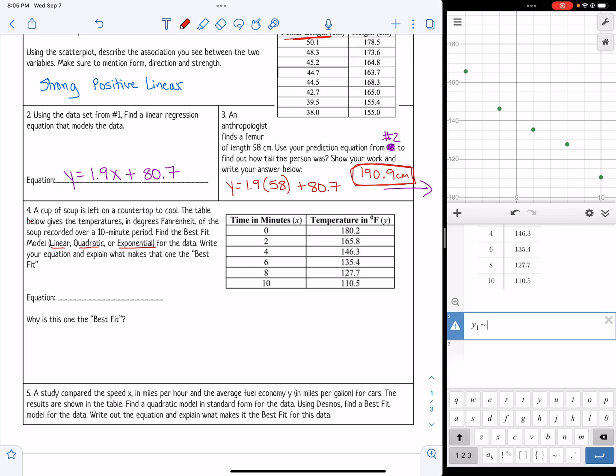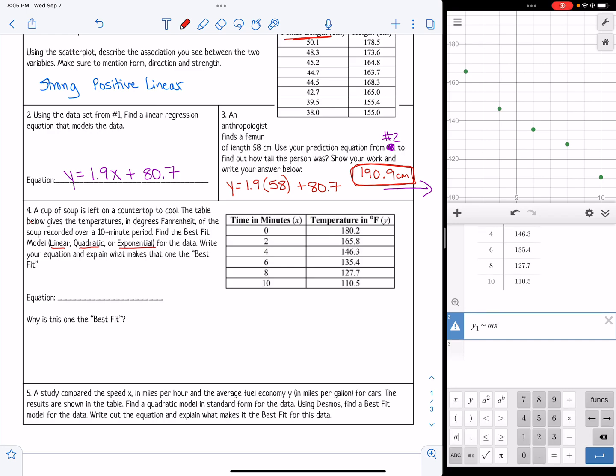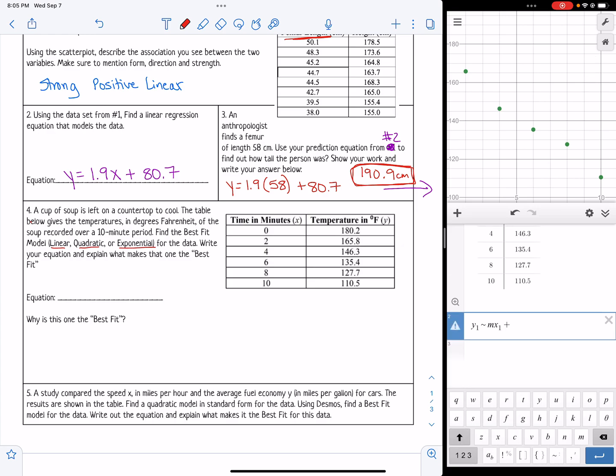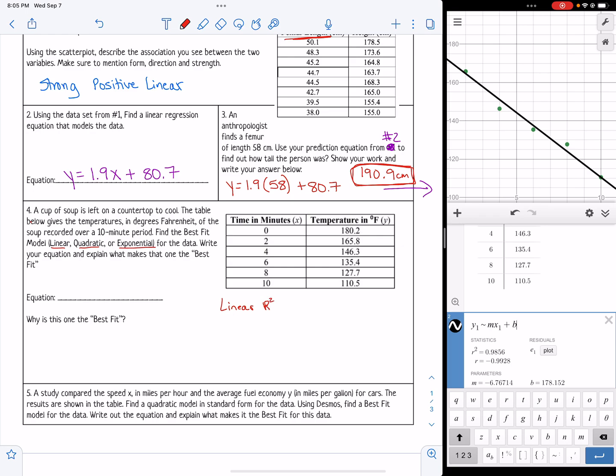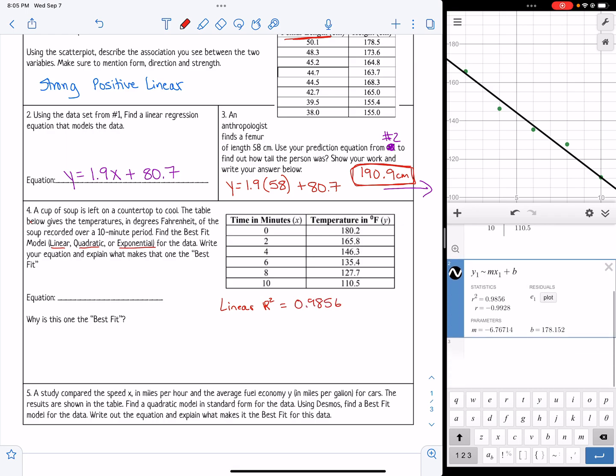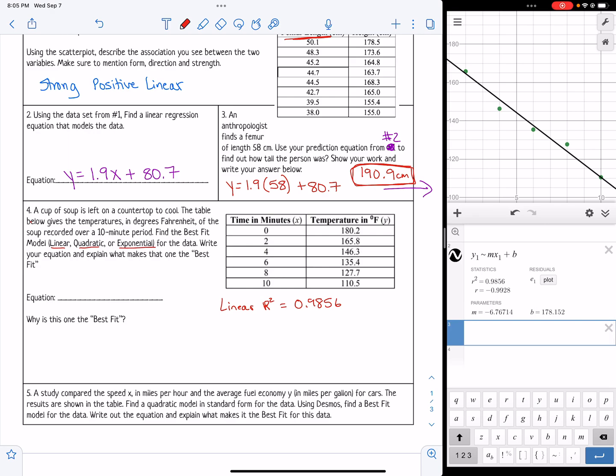So we can put y sub 1 is approximately mx sub 1. It's a little tedious typing this on the iPad, but I get there. Plus b. So I see linear. I'm just going to jot down over here for my reference, and it's a good place to show my work over here. That linear R squared was 0.9856. Okay, so I'm going to compare that in a minute to exponential.